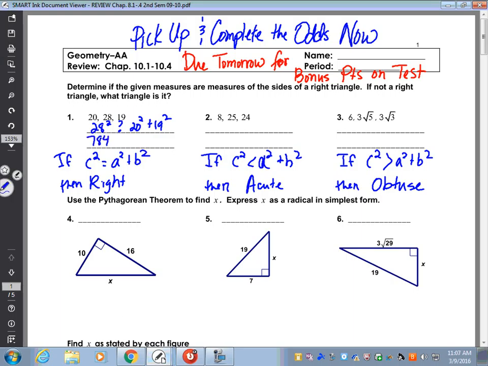Then you're going to do 20 squared plus 19 squared. You need to put that in the calculator as well. You need to physically do it. I'm not going to do all the computation part. That is 761. So we compare the two. 784 is greater than 761. So number one is what? Yep, number one is obtuse.